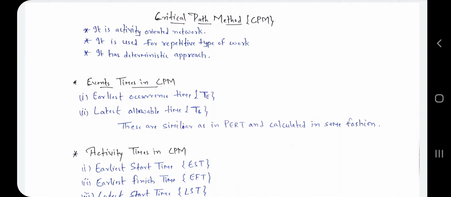Here we know that for the event part we have two methods, earliest occurrence time and latest allowable time. This we already discussed at the time of PERT, so here we do not discuss this part. You can watch the video in which we discussed these two parts. I do not discuss them here because this is similar to PERT.